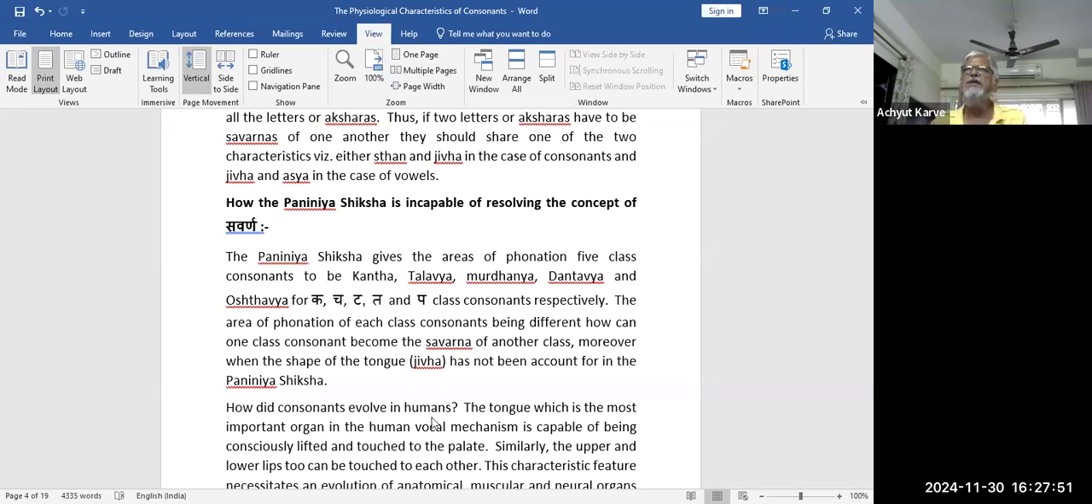How did the consonants evolve in humans? The tongue, which is the most important organ in the human vocal mechanism, is capable of being continuously lifted and touched to the palate. You can lift the tongue. This is important. Otherwise, you can't have consonants.